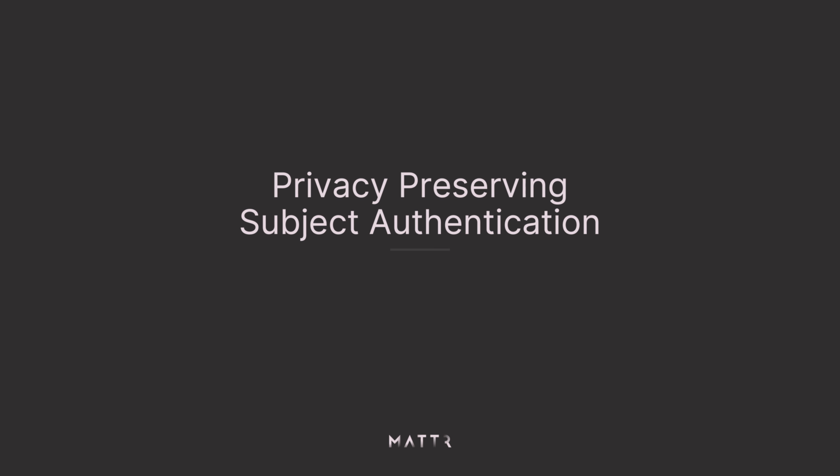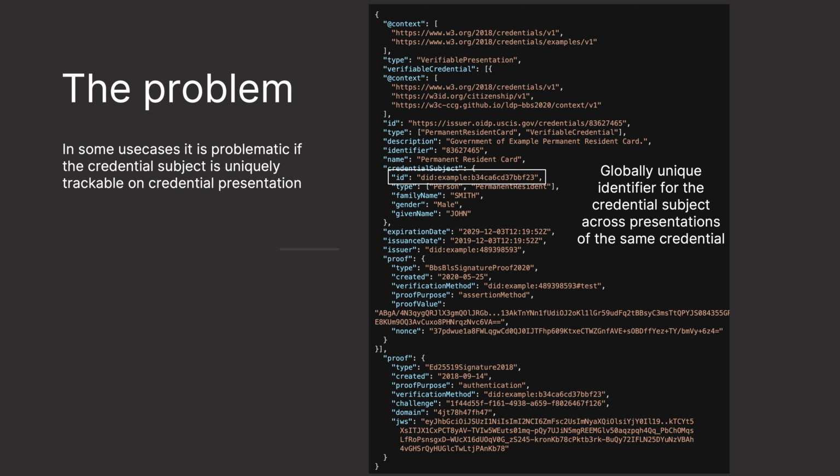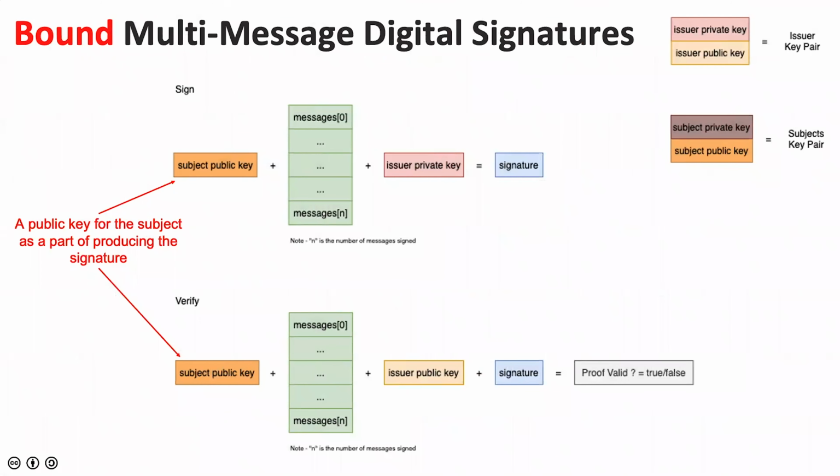So the problem is that in certain applications of verifiable credentials, having a strong identifier for the credential subject as the means of subject authentication, and that being a global, unique identifier, the nuance there is important, in some use cases, it's problematic for the application of verifiable credentials from the perspective of user privacy. And so for variations where we do that, and the reason I introduced the diagrams before, we propose a kind of generalized mechanism of what we call a bound multi-message digital signature.